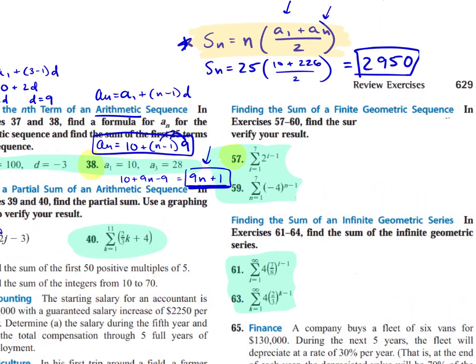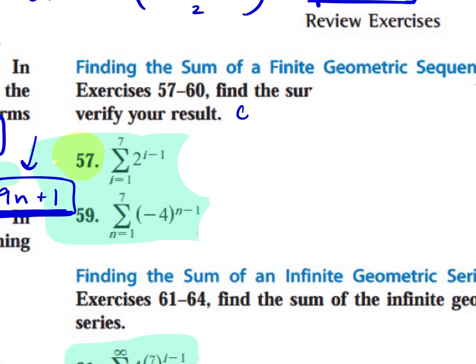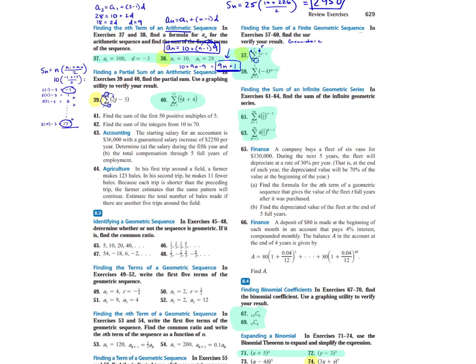Same thing for 57, but this is a geometric sequence. If it has an exponent, it's a geometric sequence, where the base would be your r. So you could either use the formula, or if you wanted to, plug in 1 through 7. This, again, I would say is a medium amount of numbers. You may want to use the formula, but if you had something like 1 through 4, I would recommend just plugging in your 4 values and adding them up. Any questions here?